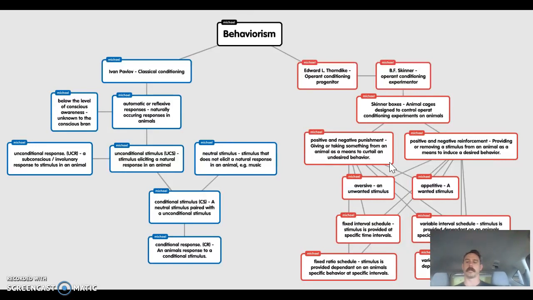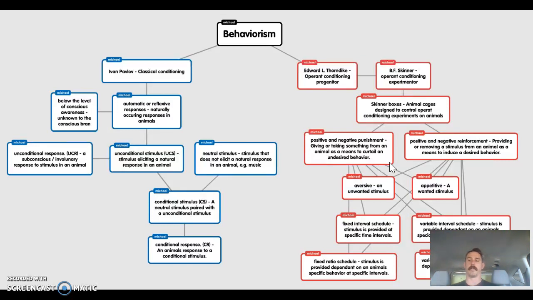Variable interval schedule is stimulus provided at random time intervals. And then a fixed ratio schedule is stimulus provided dependent on a specific behavior at specific intervals that don't have to do with time. So it could be if a bird is in that box and pecks a button 5 times, every 5th time that bird gets the wanted stimulus.